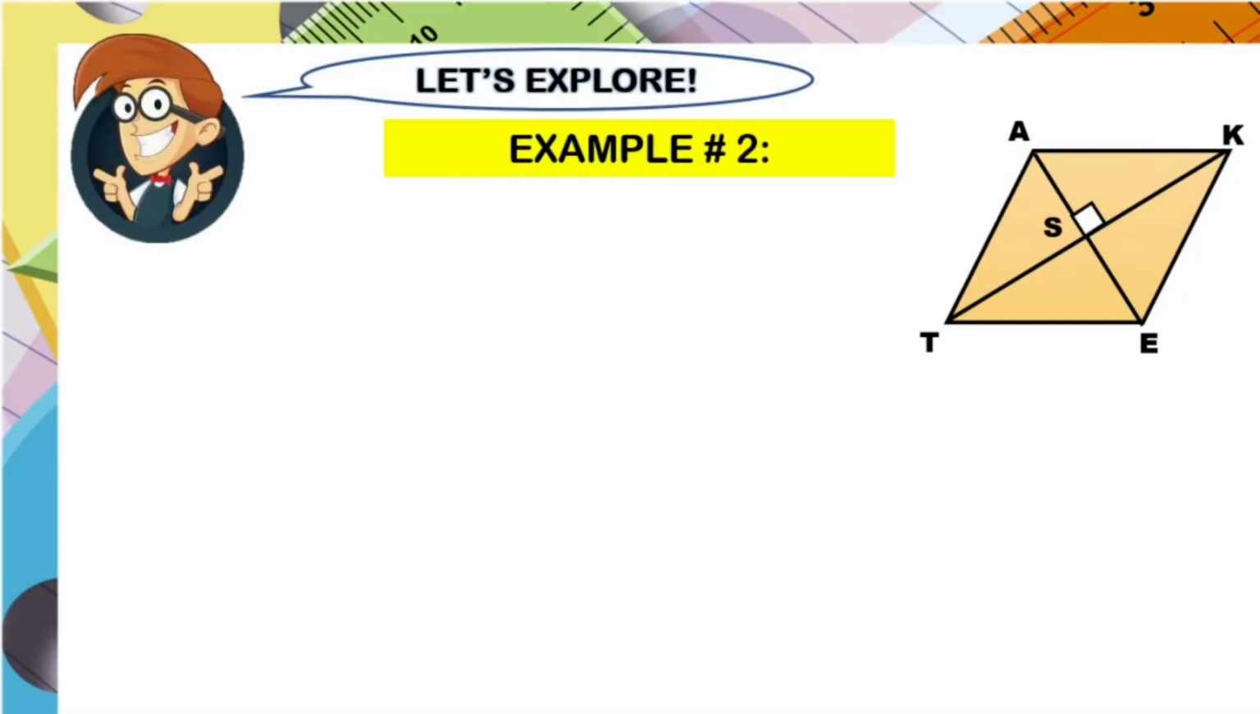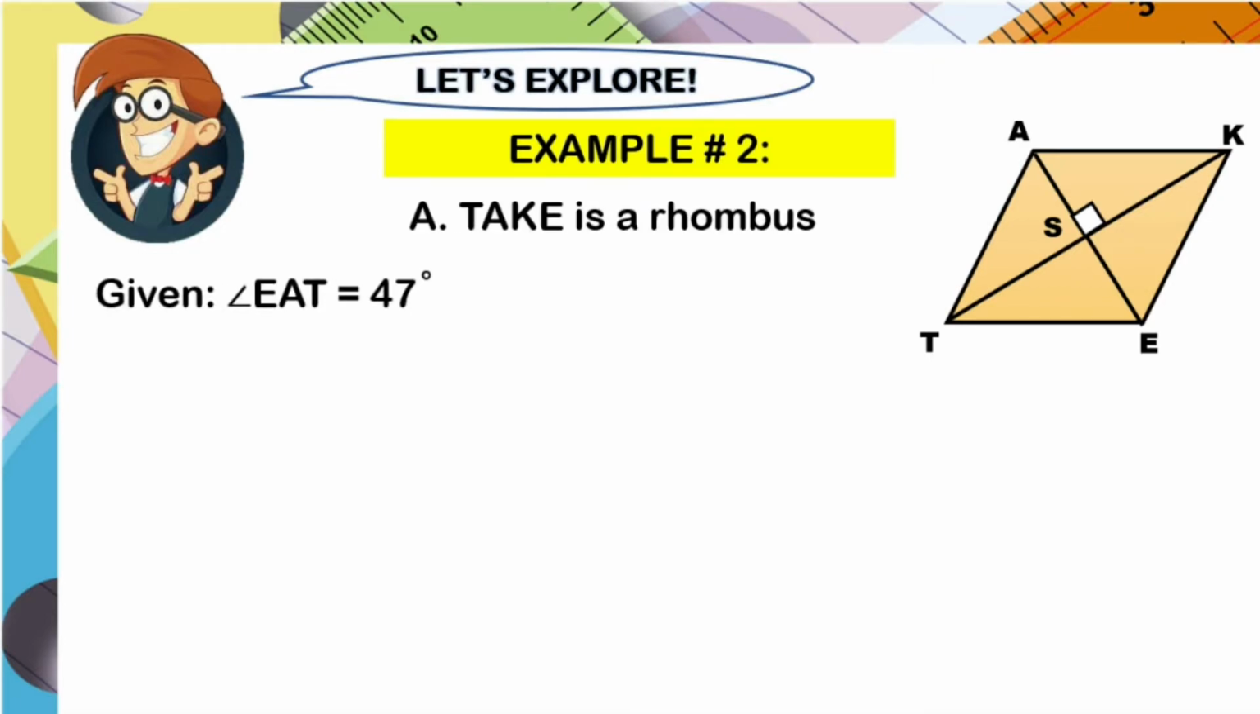Let's have another example. Using the same figure, rhombus TAKE, given angle EAT is equal to 47 degrees. Let us find the measure of angle EAK and angle KET. In a rhombus, always remember that diagonals bisect its opposite angles.